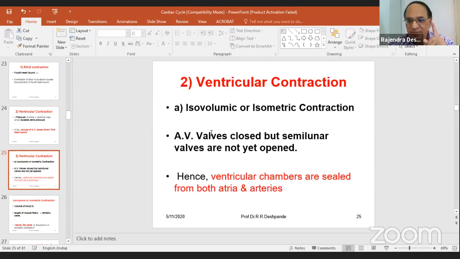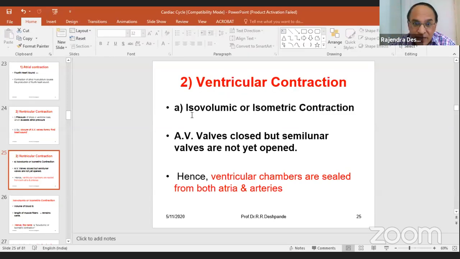Now, the first phase: isovolumic or isometric contraction. What has happened? Blood has reached the ventricle. The back doors are closed. The front doors, the semilunar valves, are not yet opened. The aorta is not opened, the pulmonary artery is not opened. So the back doors are closed and the front doors are closed. Here are the chambers, the ventricles. So they are closed from both sides, back and front. Are you getting my point? From back and front, both the doors are closed and the ventricles are full of blood.